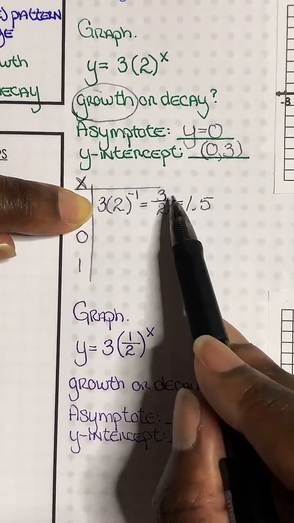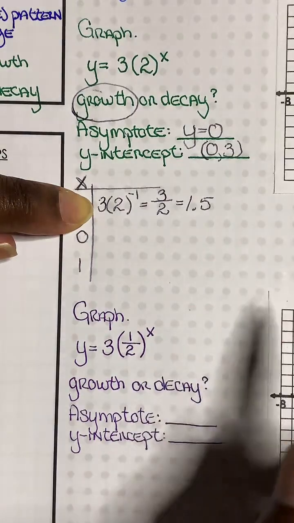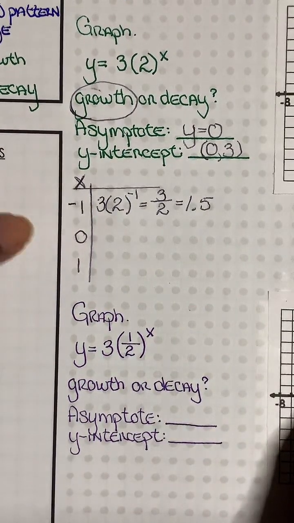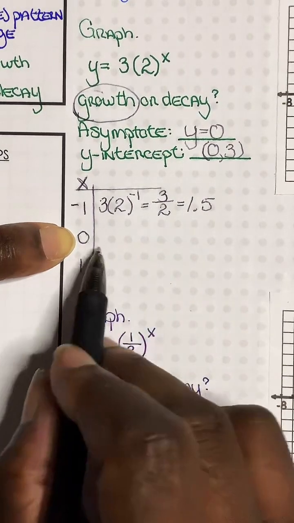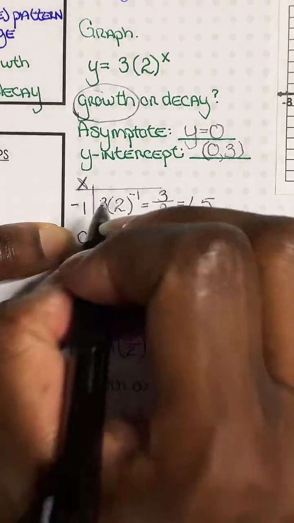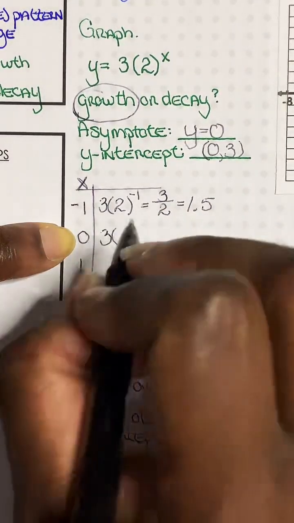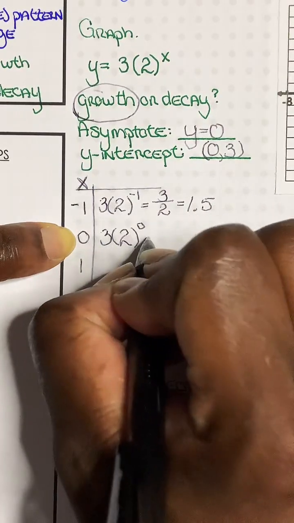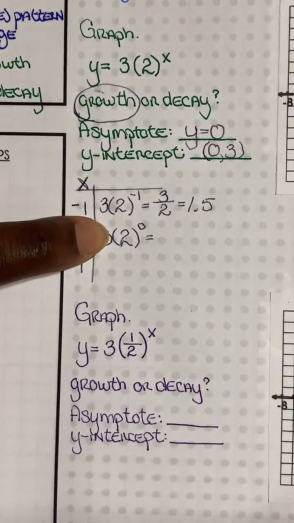So since it's dropped now, you got 3 over 2, or you can divide it and get your 1.5. Not a problem. So now we got our 0. So it's 3 times 2 raised to the 0 power. What is 2 raised to the 0 power?